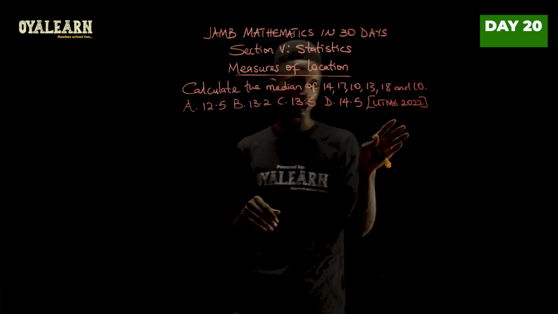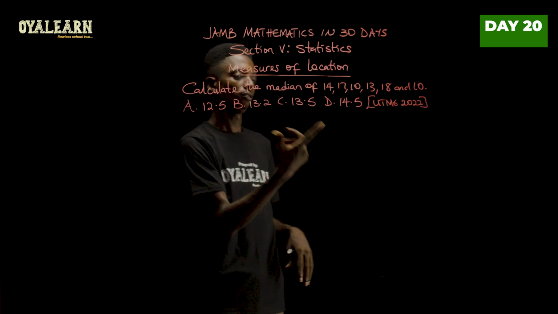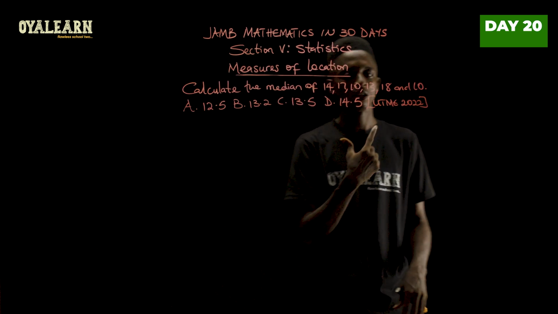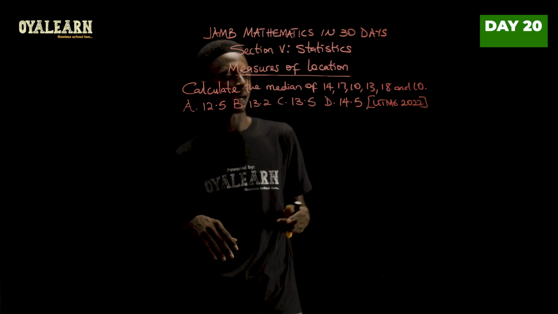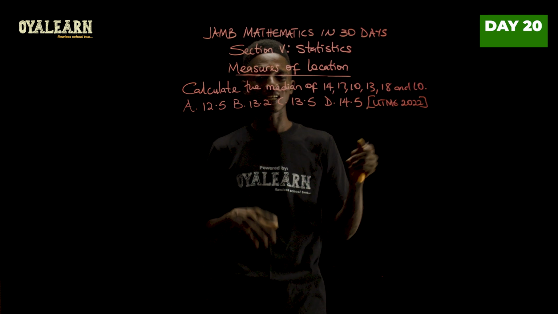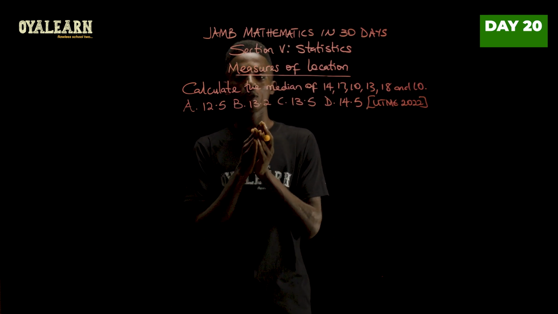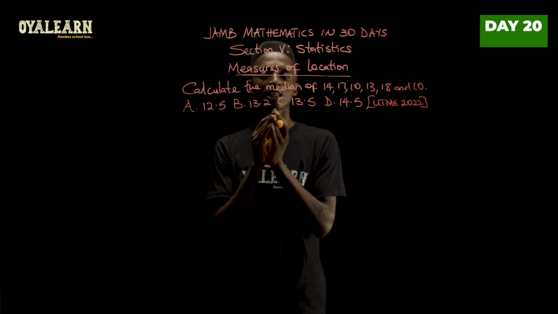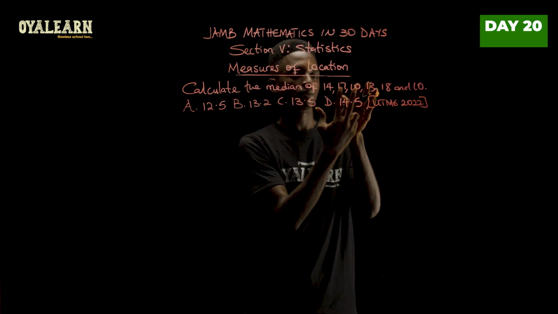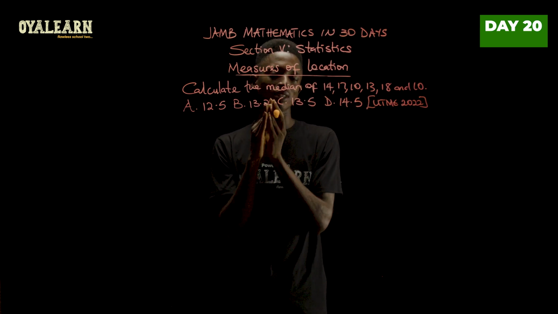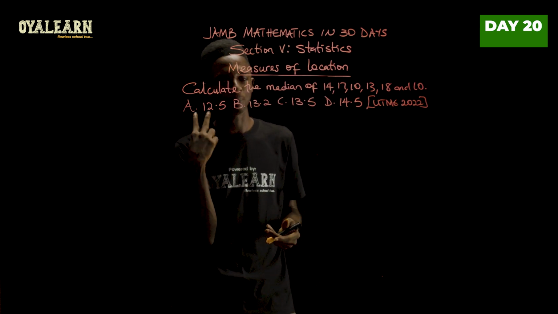Let's solve this 2022 UTME question that asks that we calculate the median of 14, 17, 10, 13, 18, and 10. So when we look at this set of data, we see that we have 1, 2, 3, 4, 5, 6. That's 6 entries in this data. And I mentioned earlier in this video that when you're looking for the median of a set of data that is even, you're going to have 2 entries in the middle of that data set, and you have to find the average of that. That is, you add them together and divide by 2.